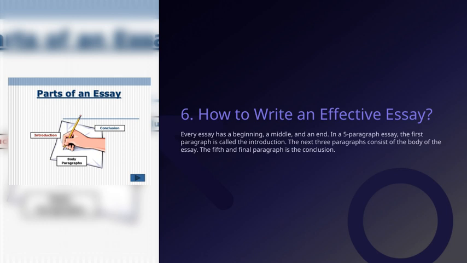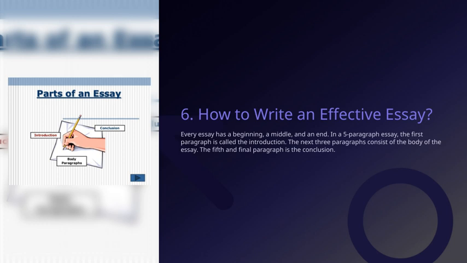In a typical 5-paragraph essay, the first paragraph is called the introduction. This is where you set the stage, introduce your main idea, and grab the reader's attention. The next 3 paragraphs form the body of your essay. Here, you develop your main points, provide evidence, and support your ideas. It's the core of your writing, where your arguments or explanations live. Finally, the 5th paragraph is your conclusion. This part wraps everything up, reinforces your main message, and leaves a lasting impression.